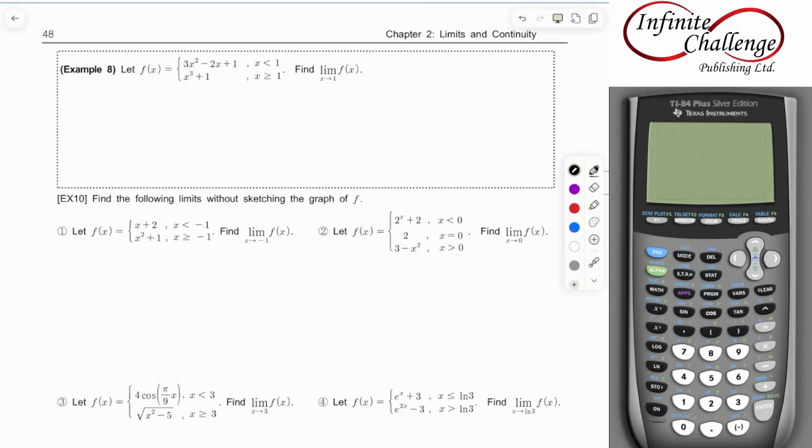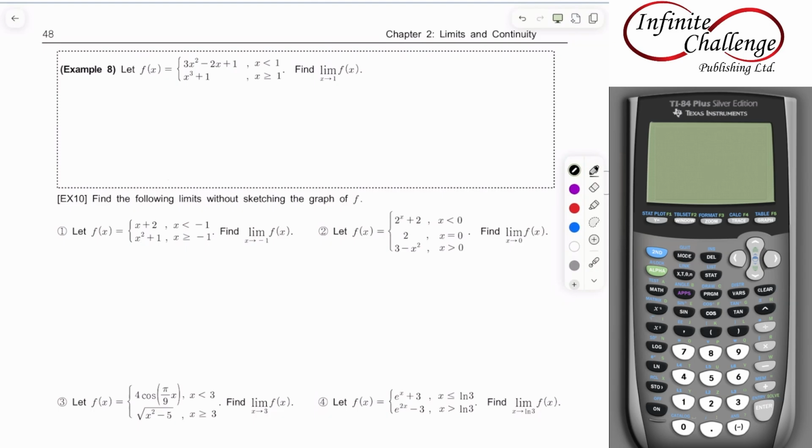Today we're going to talk about how to solve limits without the need to graph. When a question like example 8 appears, they give you a piecewise function f of x, where f of x behaves like 3x squared minus 2x plus 1 when x is less than 1, and x cubed plus 1 when x is greater than or equal to 1. They ask you to find the limit of f of x as x approaches 1.